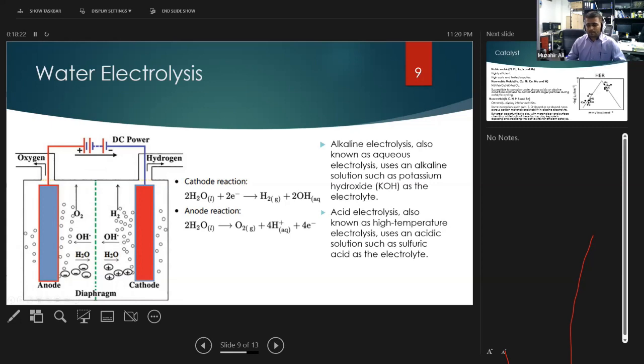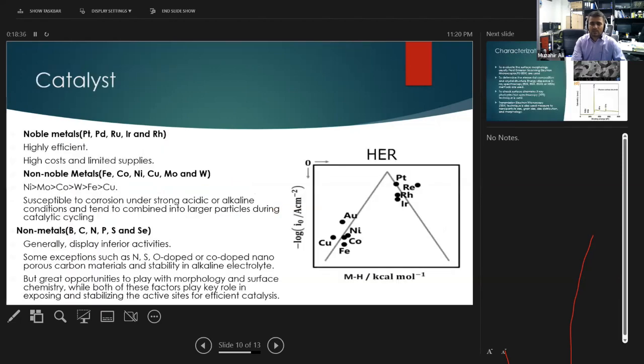Before moving forward, I would like to explain what kind of materials are being used in water electrolysis at the anode and cathode. We can divide electrode materials into three groups: noble metals, non-noble metals, and non-metals.